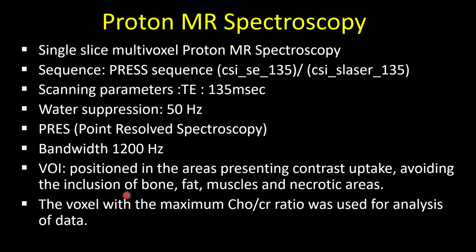I'm not going into detail on the spectroscopy technique. We can do either single or multivoxel. Most important here is water suppression, because if you don't do proper water suppression, there will be a large water peak which suppresses all the metabolites in MSK tumors. We commonly use the PRESS, point resolved spectroscopy technique. The placement of the voxel is also important. We have to select the area where the tumor looks a bit solid, where in contrast images we can get contrast uptake, and we have to try to exclude the bone, fat, muscle, and necrotic area of the tumor.